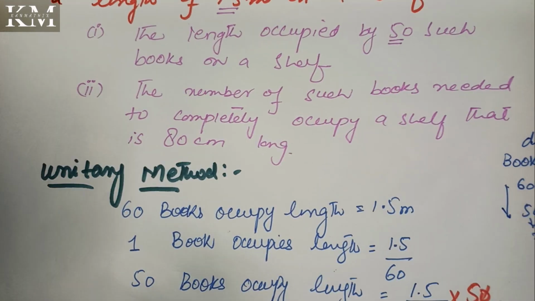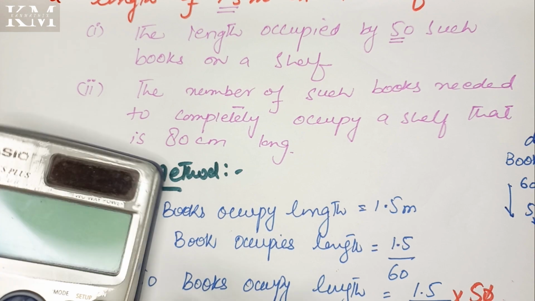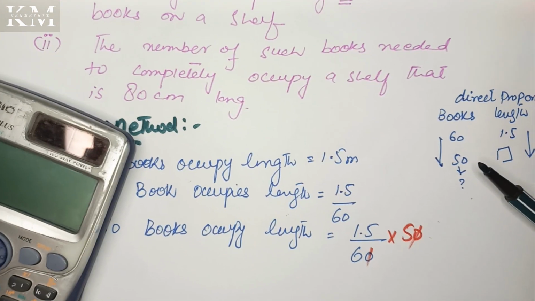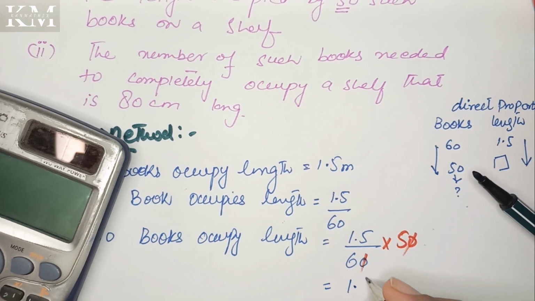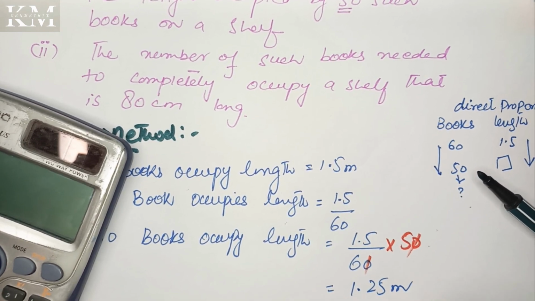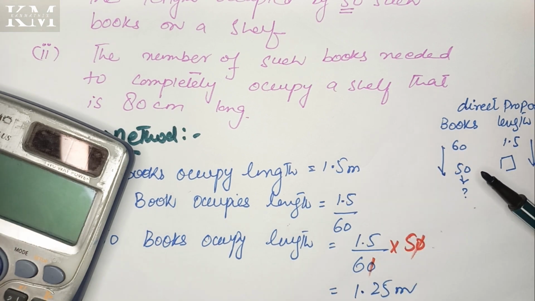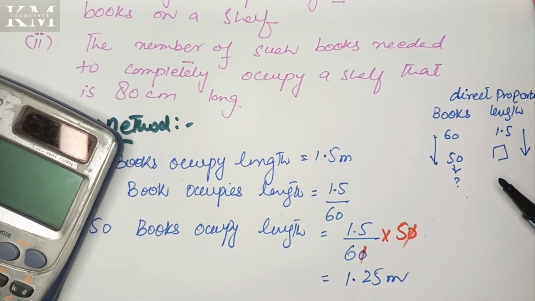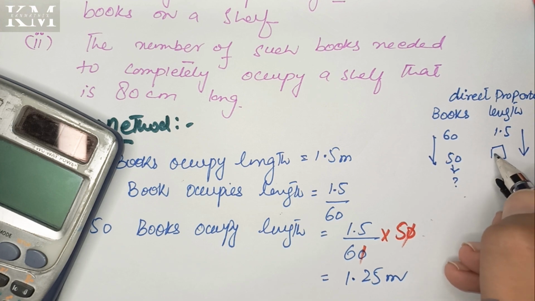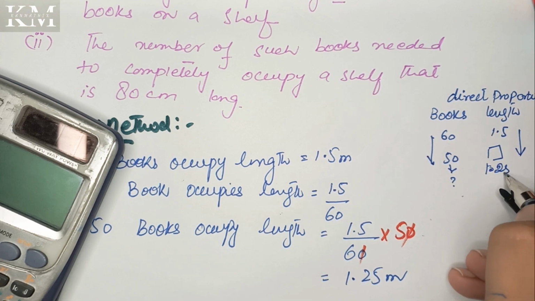So we'll get here 1.25 meter. So you can see that when you have 60 books, then the space was 1.5, but now you have less space, 1.25.